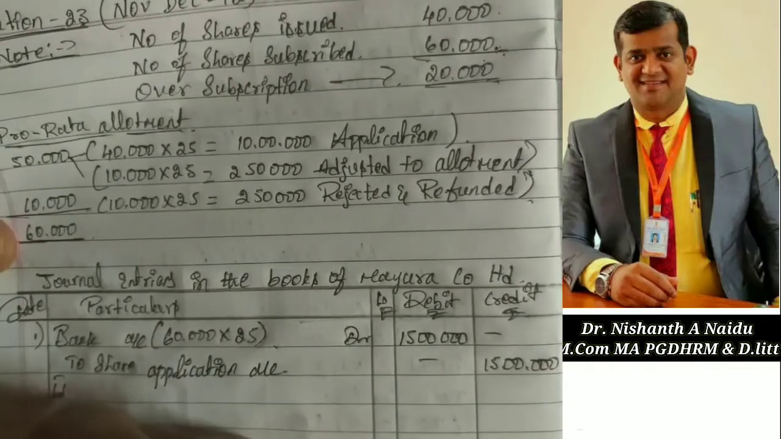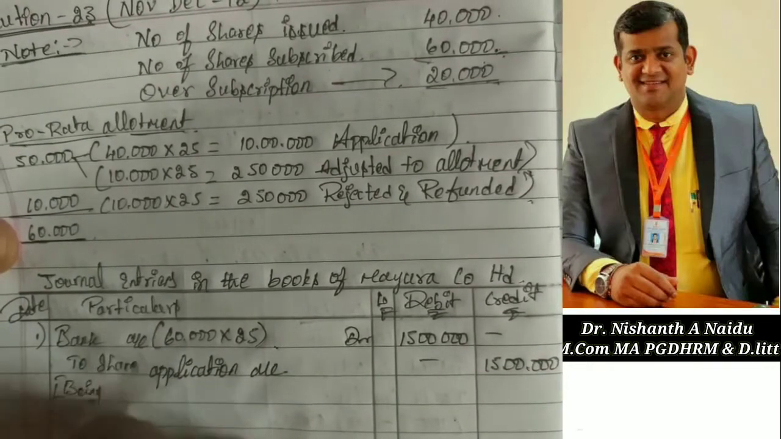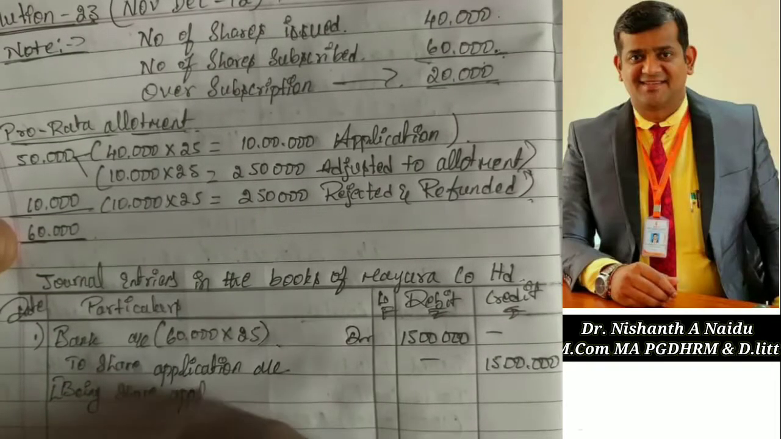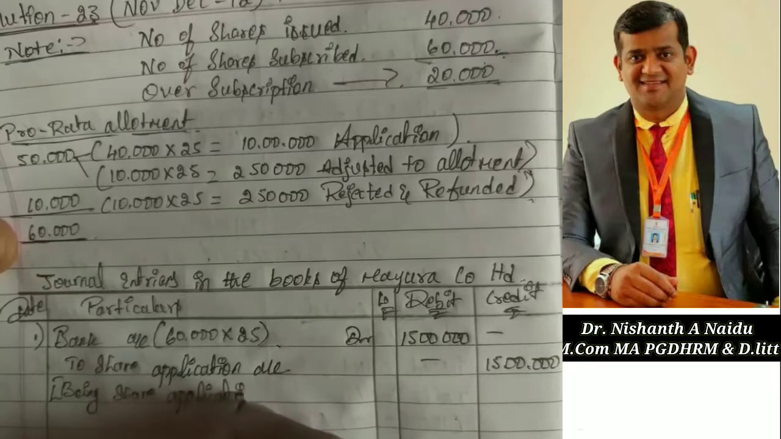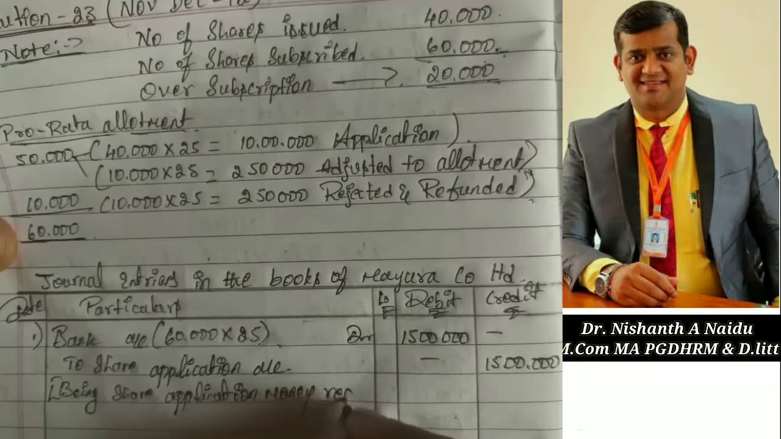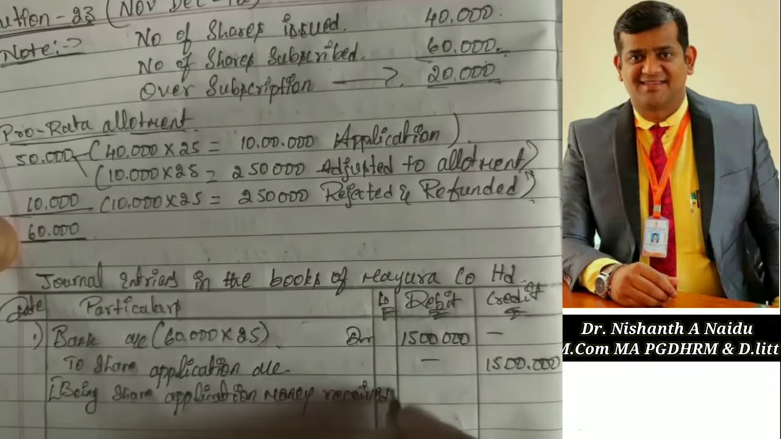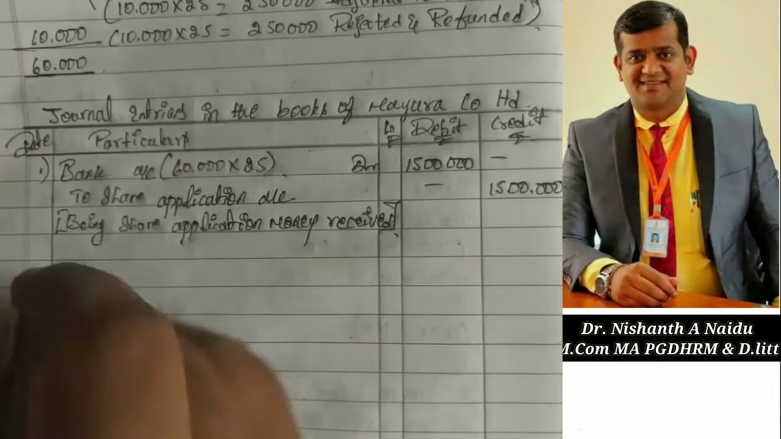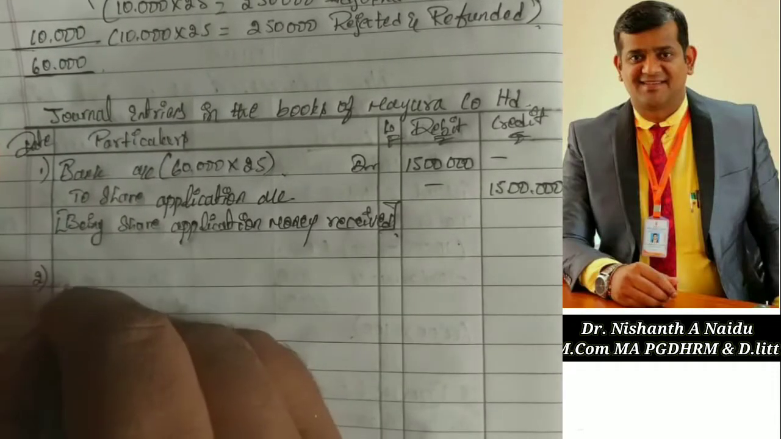So write the narration: being share application money received. Okay, so now the second entry is always the transfer entry.